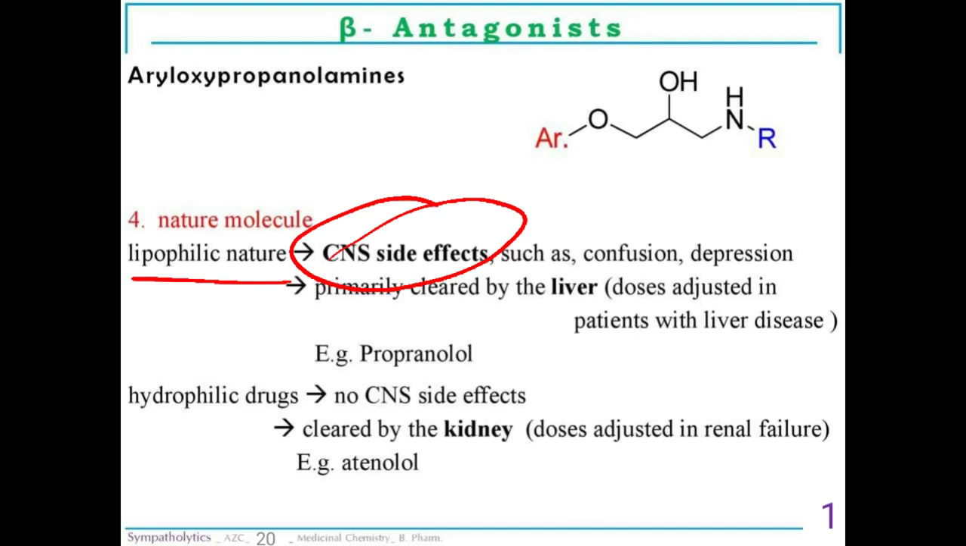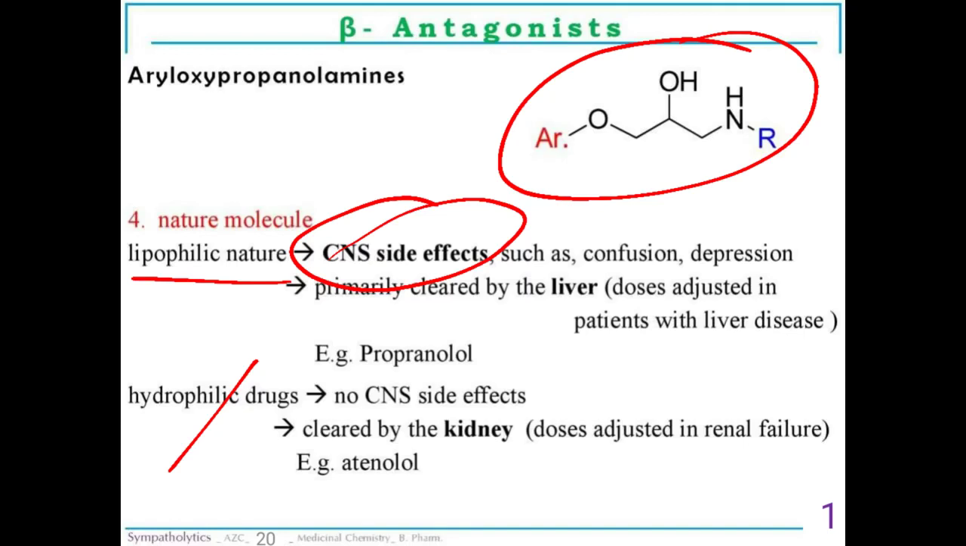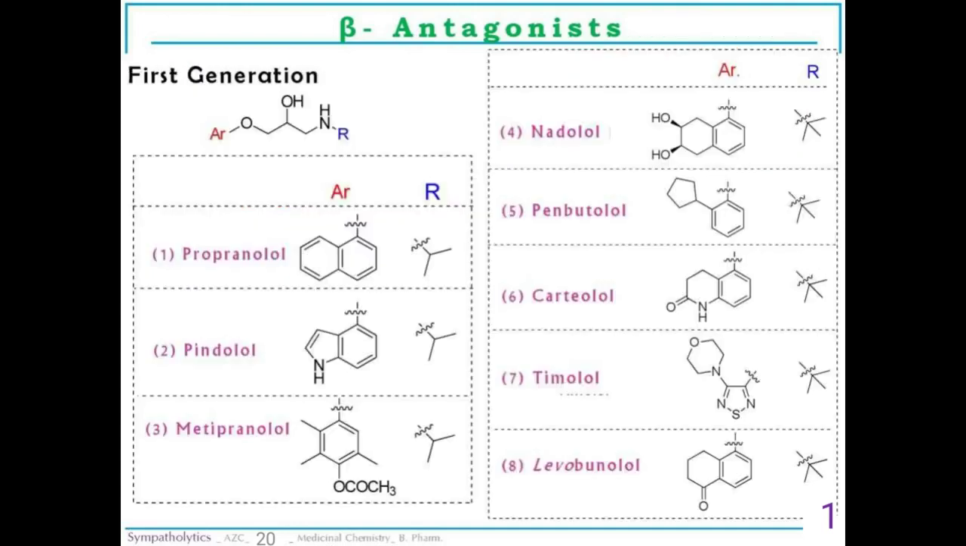the CNS side effects. Okay. And hydrophilic drugs cannot cross the BBB, blood brain barrier, so they will not produce any side effects. As well as such drugs, that is this neurotransmitter, they have structural similarities with other neurotransmitters which act on the CNS, so it will produce sedative like side effects. So these are some examples of beta antagonists: propranolol, pindolol, nadolol. So these are some examples of beta antagonists of first generation.